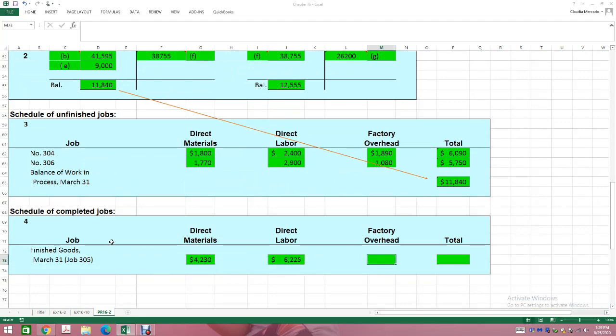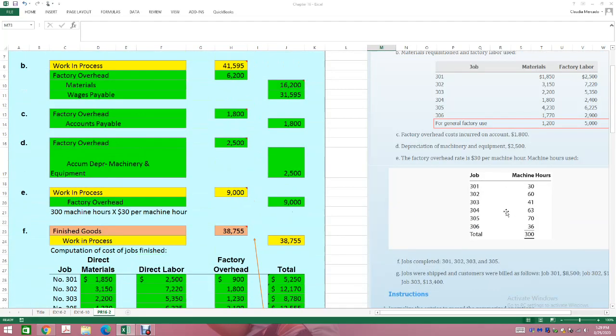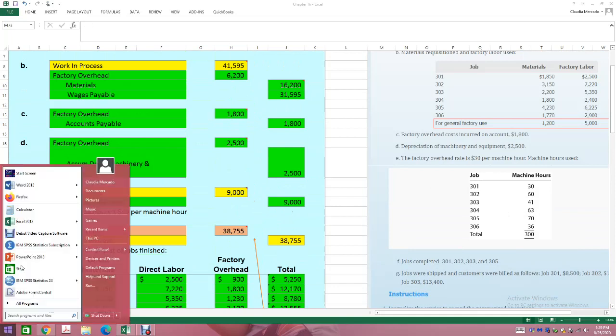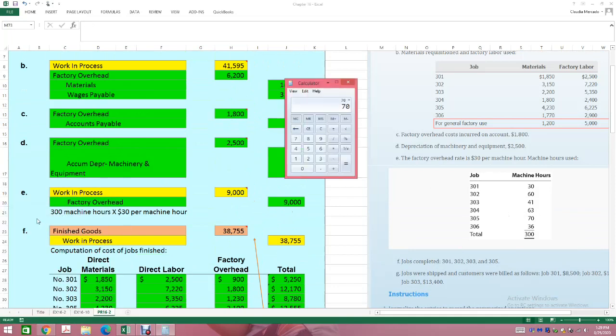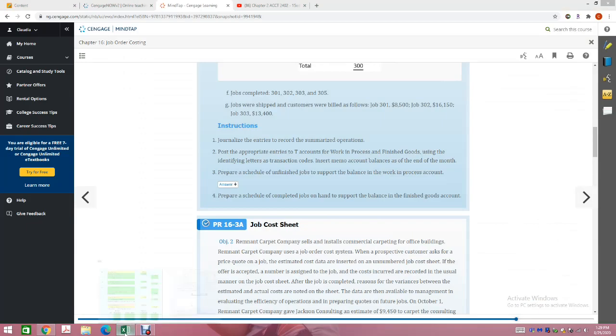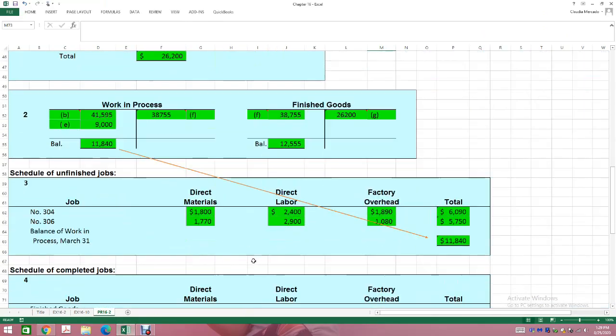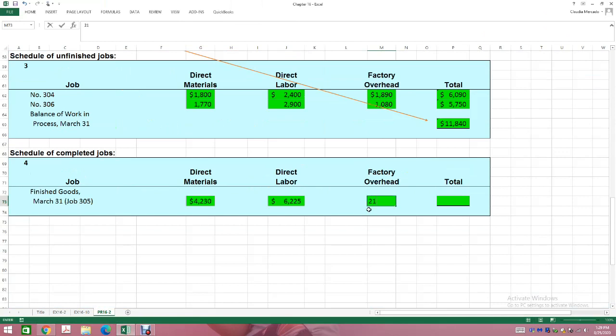And remember the factory overhead, you have to get right here. 70 hours. 70 times 30 gives you 2100. And then we add them together. You add your materials, your labor, and your overhead. You add those three together, and that gives you 12,555.